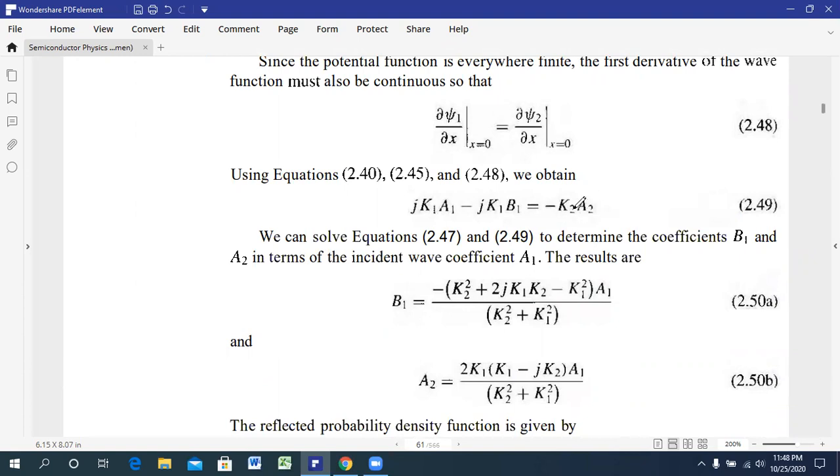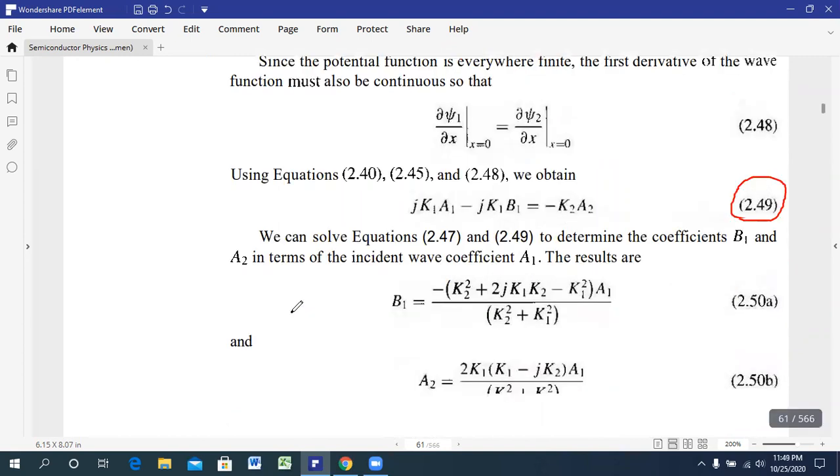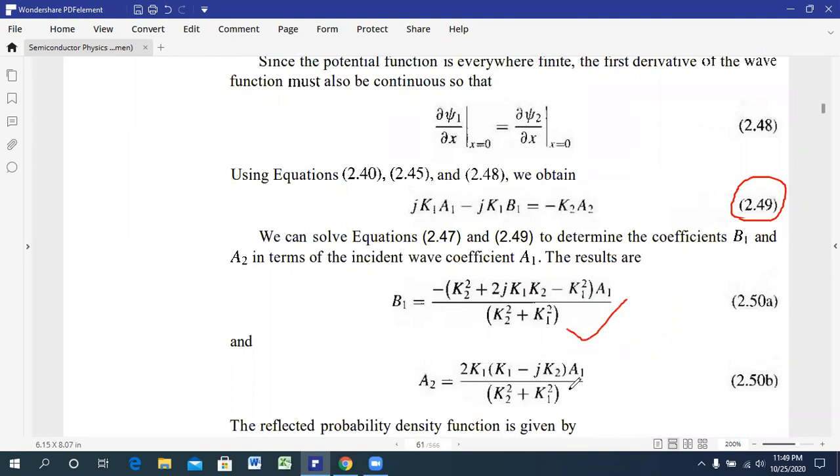Now from these two equations, that means from equation number 2.47 and 2.49, we can find out the values of b1 and a2 in terms of a1. So from these two equations we can find out the b1 value and a2 value. Very simple things.